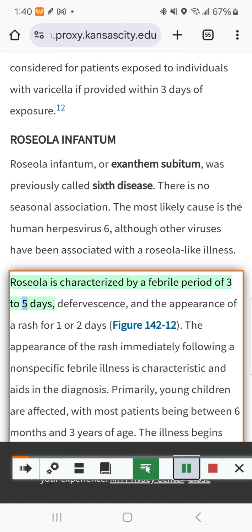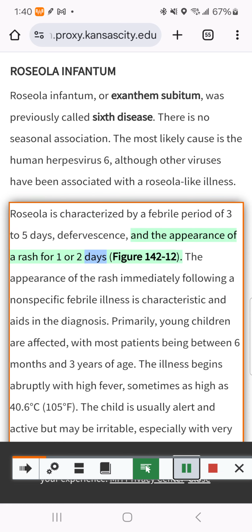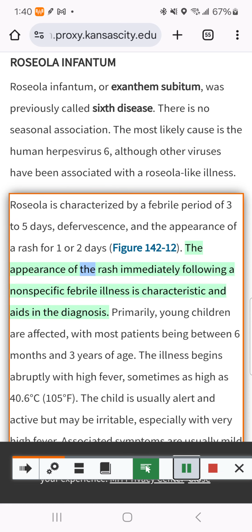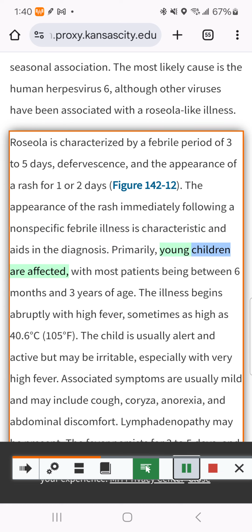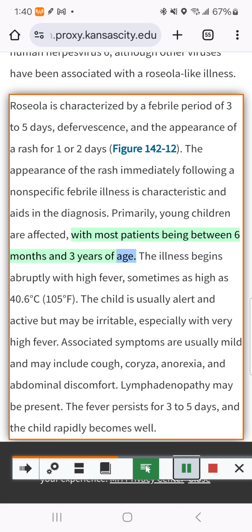Roseola is characterized by a febrile period of 3 to 5 days, defervescence, and the appearance of a rash for 1 or 2 days, figure 142-12. The appearance of the rash immediately following a nonspecific febrile illness is characteristic and aids in the diagnosis. Primarily, young children are affected, with most patients being between 6 months and 3 years of age.